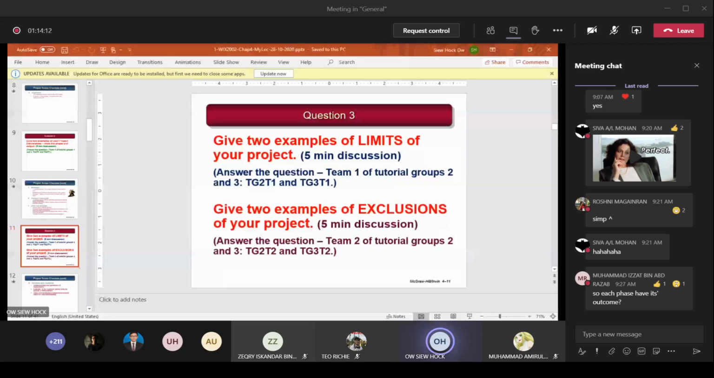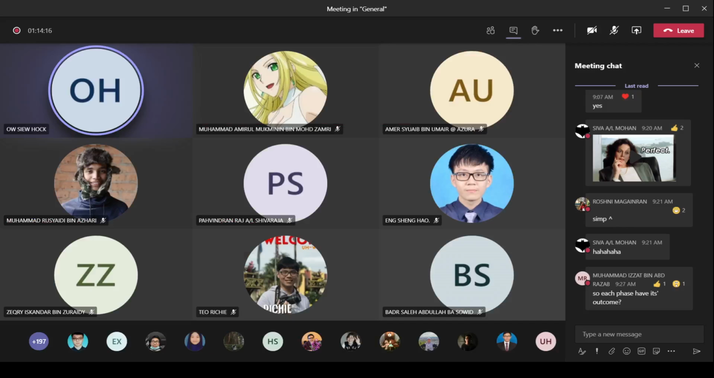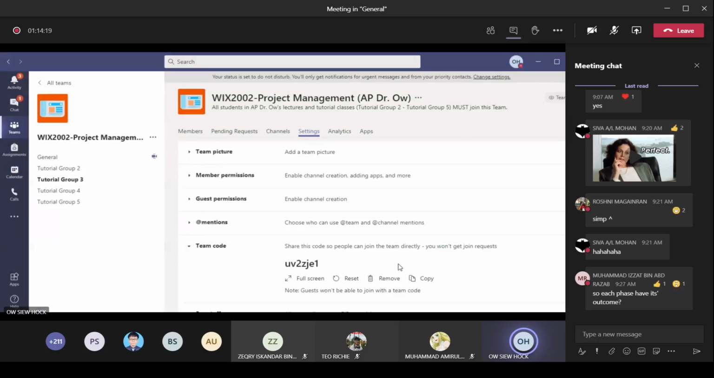I will stop the screen and then you can see the team code, right? I'll show you the team code now. Can you see the team code here? UV2ZJE1. Okay. Can you tell your friend? UV2ZJE1. Okay, Doctor. Thank you.